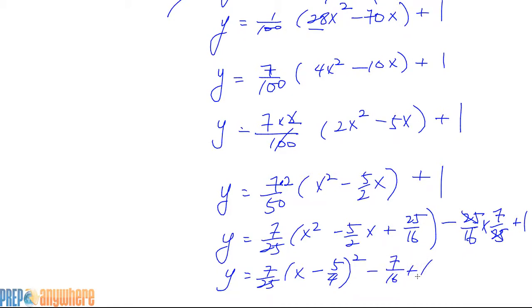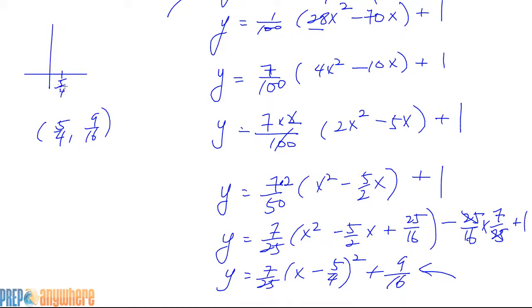You add 1, and you're going to get 9 over 16. Positive 9 over 16. So in this form, we know that the vertex is located at 5 over 4 and 9 over 16. And this is a parabola that's going upwards, so that's the minimum value.